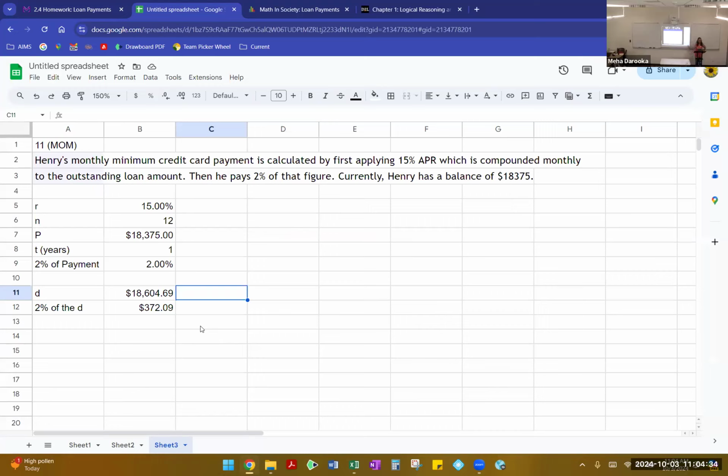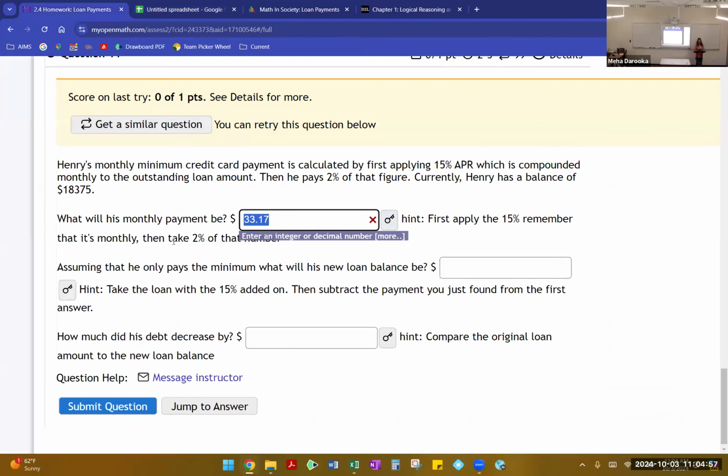The 18,604 is what it is with the interest, which is not actually wrong. Yeah, because you are obviously leaving the money on the credit card. So they're like, oh yeah, I'm going to charge my APR on this, because you're leaving it with them. If you're going to leave that money, you're not going to pay off that loan. Of course, we're going to charge you interest. So let's try. If it's wrong, it's wrong. 372.09.